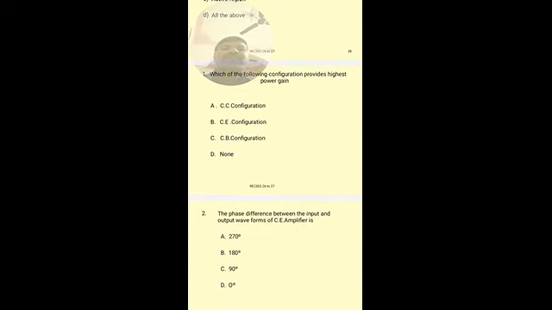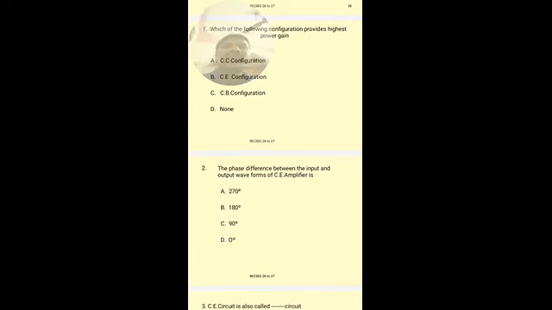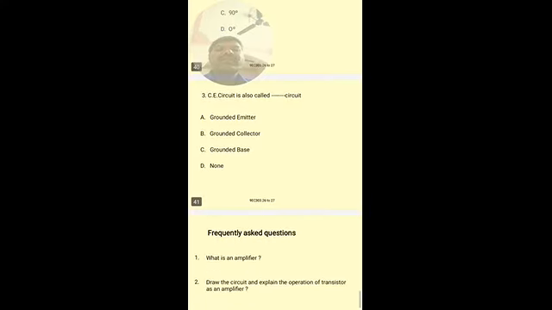The phase difference between the input and output waveforms of a CE amplifier is: 270 degrees, 180 degrees, 90 degrees, or 0 degrees. We have a phase shift of 180 degrees. When the input is going positive, we get the negative half cycle of the output voltage. Answer B. The CE circuit is also called a dash circuit: grounded emitter, grounded collector, or grounded base. It is the grounded emitter circuit, because the emitter is grounded.